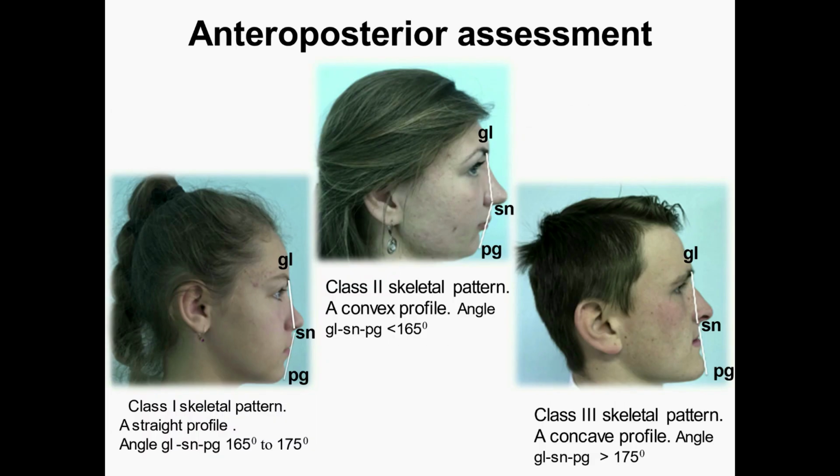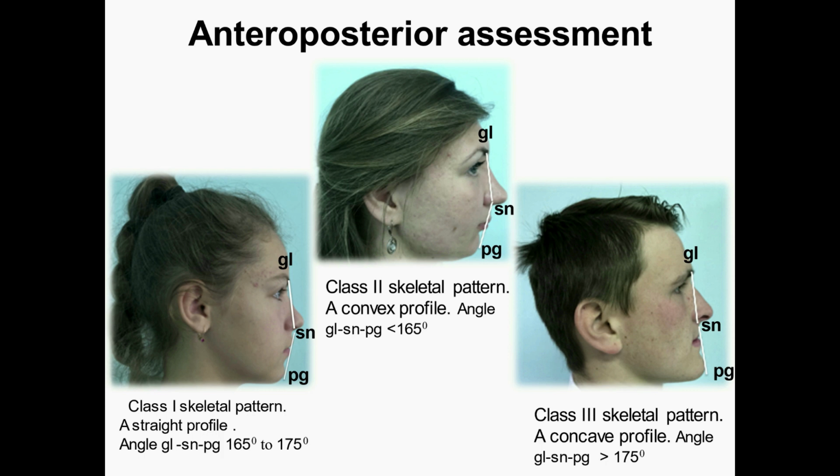The anterior-posterior relationship of the jaws can also be assessed using the convexity of the face. This is assessed by the angle between the upper face from glabella to subnasale and the lower face from subnasale to pogonion. The mean value is from 165 to 175 degrees. This is the assessment of the relative position of the maxilla and the mandible.